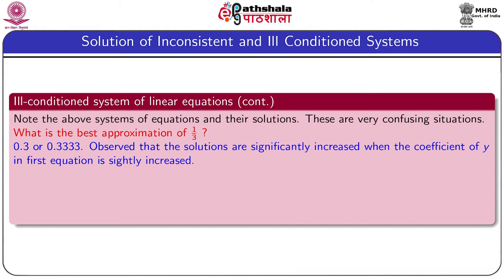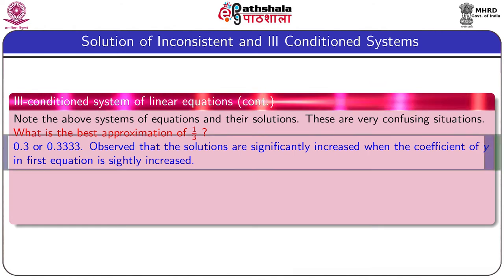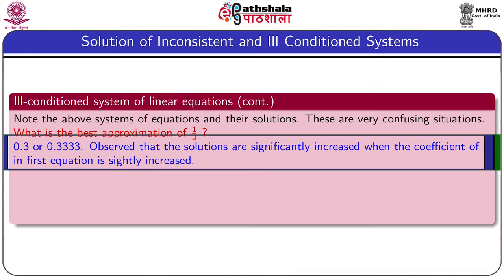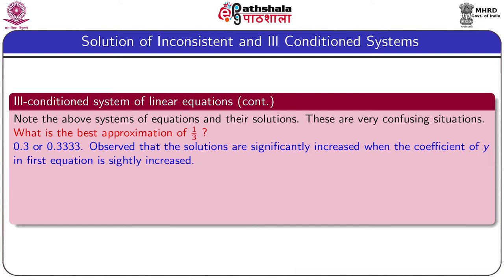Note that the above system of equations and their solutions are very confusing situations. But the question is, what is the best approximation of 1/3? Is it 0.3 or 0.3333? Observe that the solution is significantly changed when the coefficient of y in the first equation is slightly increased.